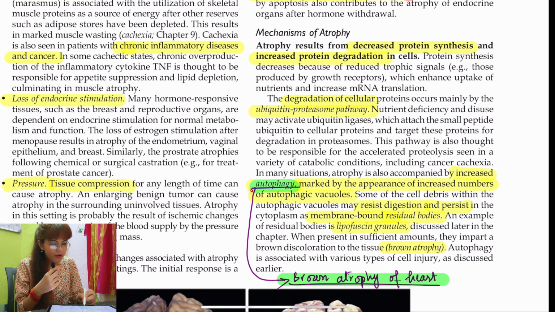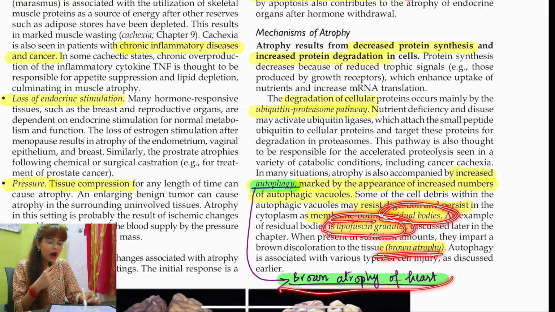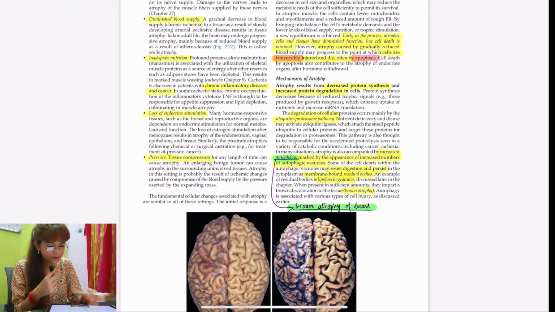Again, there can be some kind of autophagy. This is again an important MCQ, as you can see that autophagy happens, and some of the cell debris within the autophagic vacuoles may resist digestion and persist in the cytoplasm as membrane bound residual bodies. One example is the lipofuscin granules, which are present and known as the brown atrophy of the heart. So this is again an important MCQ which comes.